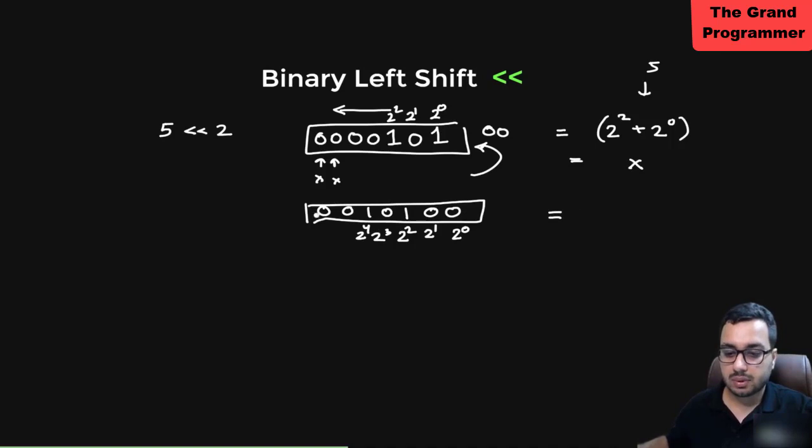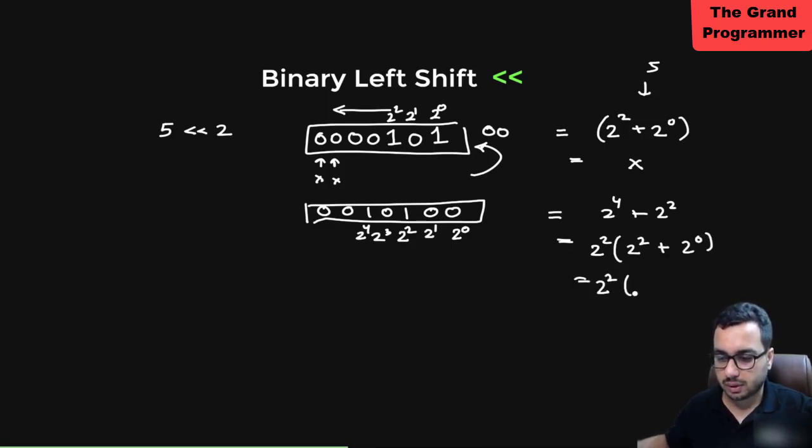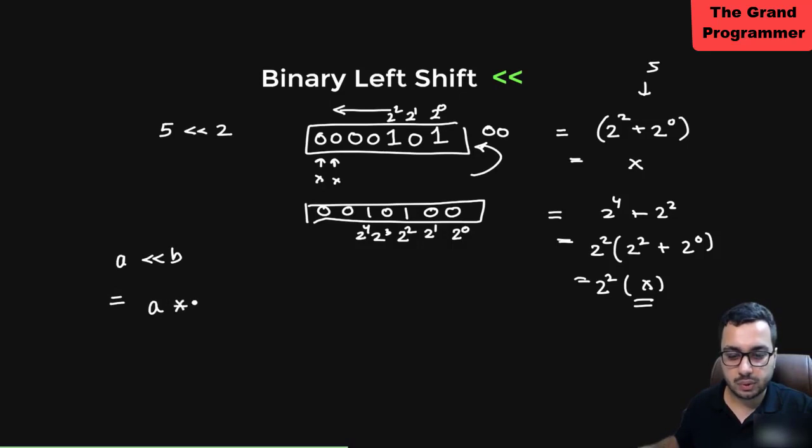Now if I talk about this new number, it is nothing but 2 square plus 2 to the 4. If you take 2 square common, you're left with 2 square plus 2 raised to the power 0. So that means it is 2 square times the original number x. So basically doing a left shift by 2 has multiplied that number by 2 square. So a left shift b will multiply a with 2 raised to the power b. This is what I'm trying to say.